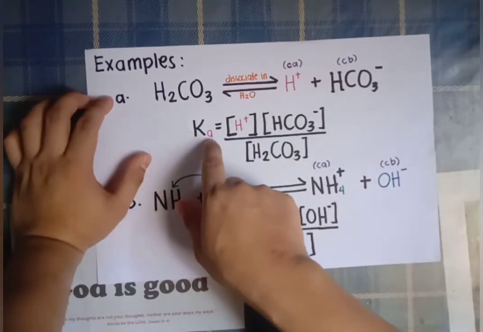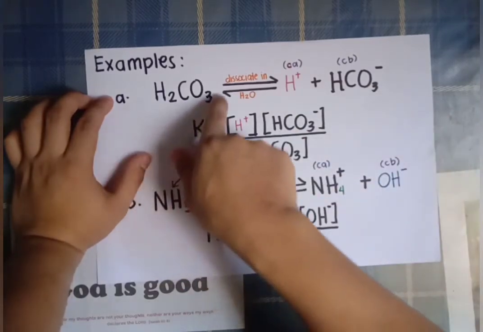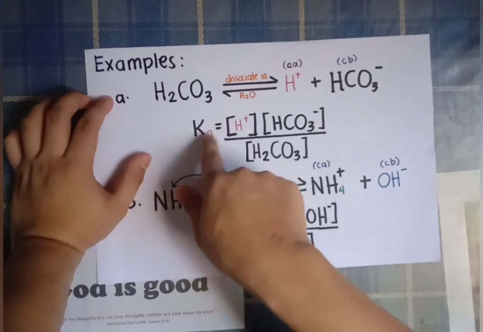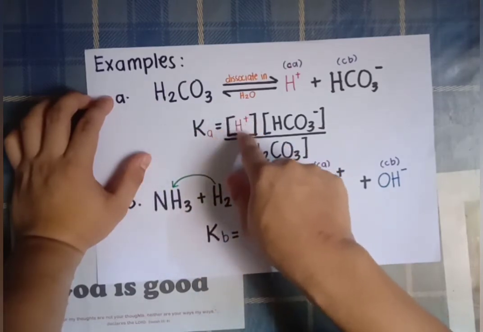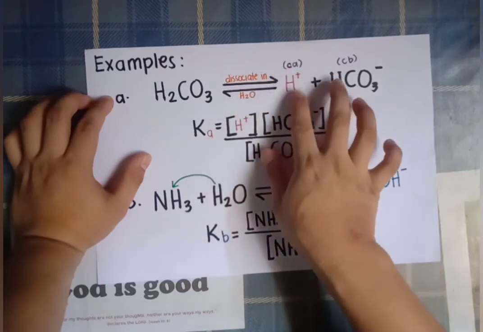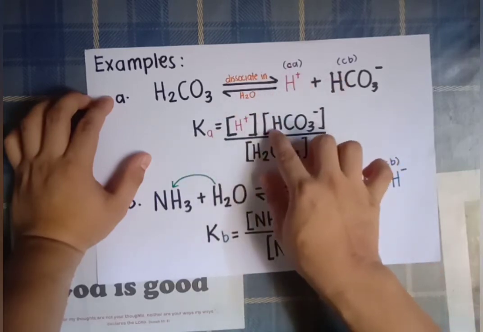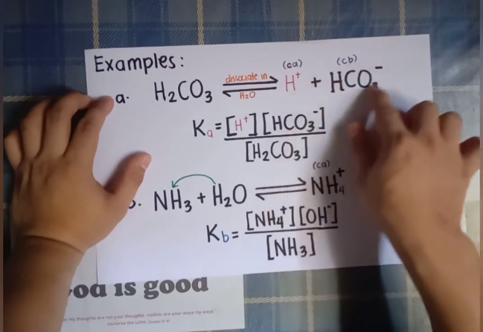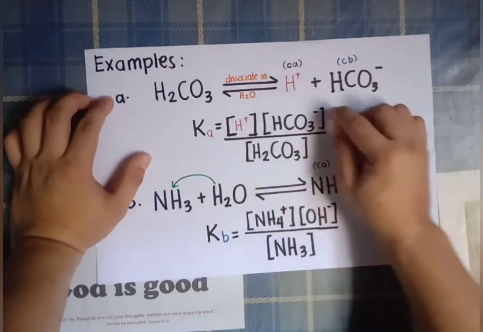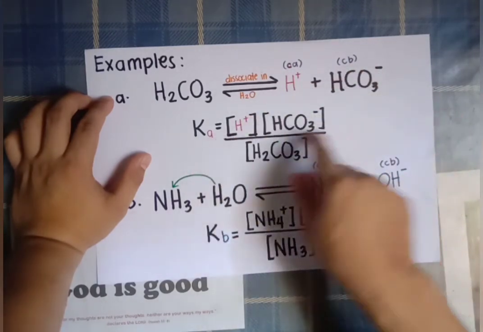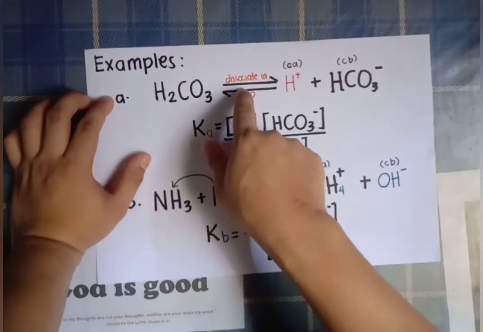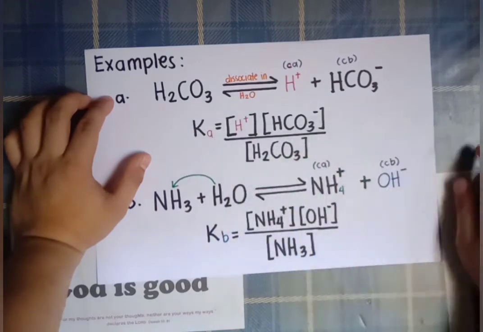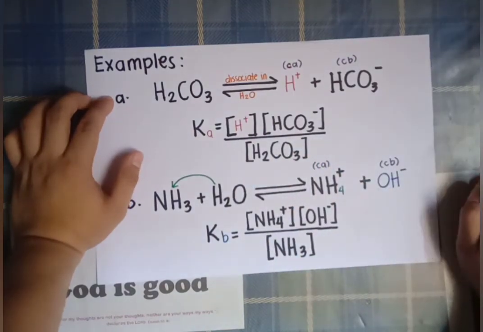Okay, so we have here Ka, why Ka? Because carbonic acid is an acid, so we have here Ka, not Kb. So Ka is equal to molar concentration of H positive, that is actually in our product side, multiplied to the molar concentration of HCO3 negative, and we have here invisible 1, over the molar concentration of the parent, which is H2CO3. Now again, we omitted H2O because it has negligible effect to the solution.